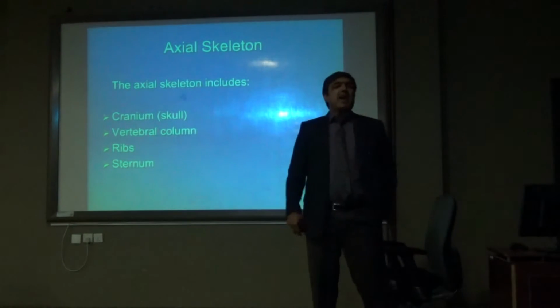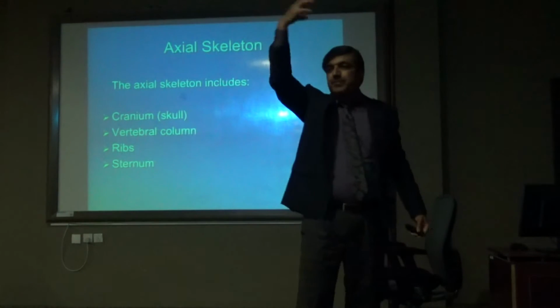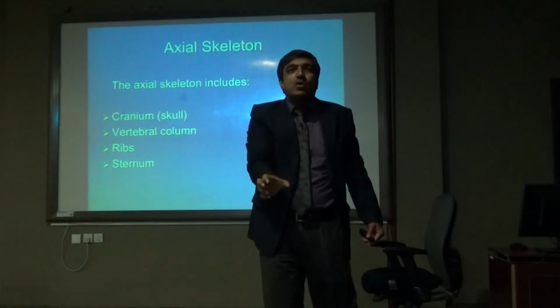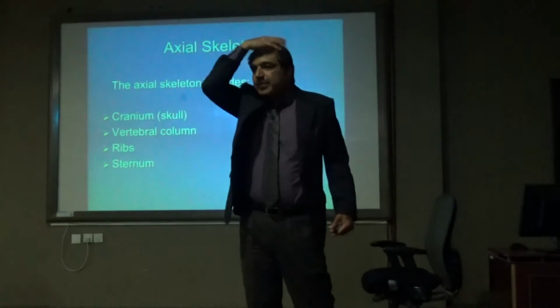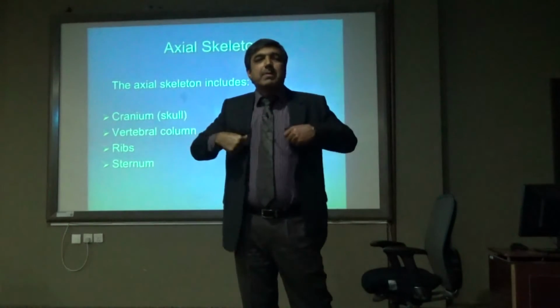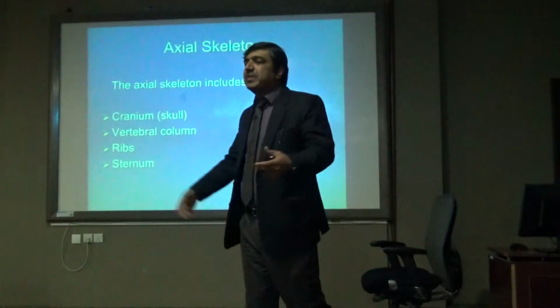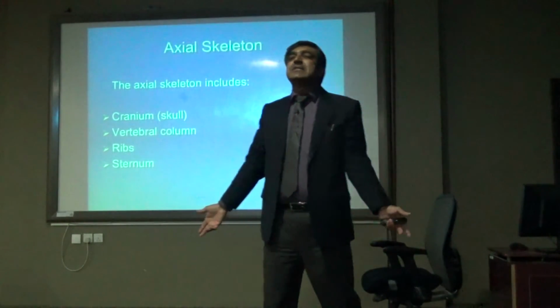The axial skeleton, I already told you, includes what? Axis means the bones which are in the midline. Cranium, sternum, ribs, vertebral column. This is the axial skeleton.